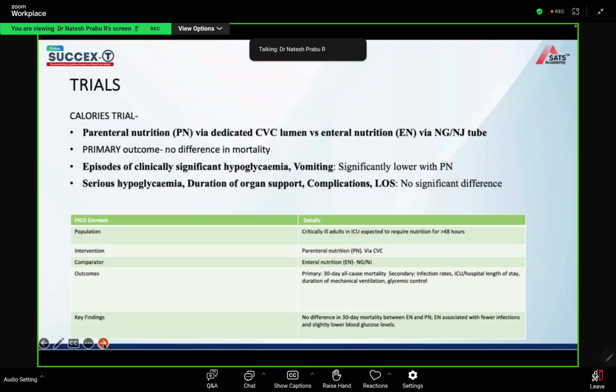So the evidence which we see is the CALORIES trial, where in critically ill ICU patients parenteral nutrition is the intervention, they compared enteral versus parenteral nutrition. So the primary outcome was 30-day all-cause mortality and secondary outcome was infection rate and other parameters which you see. So this study did not show any difference in 30-day mortality between enteral and parenteral nutrition. But enteral nutrition was associated with fewer infection rates and probably glycemic control also.